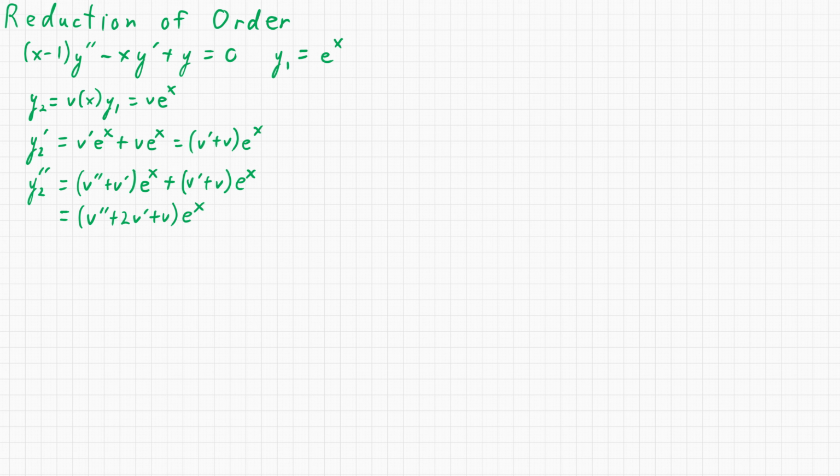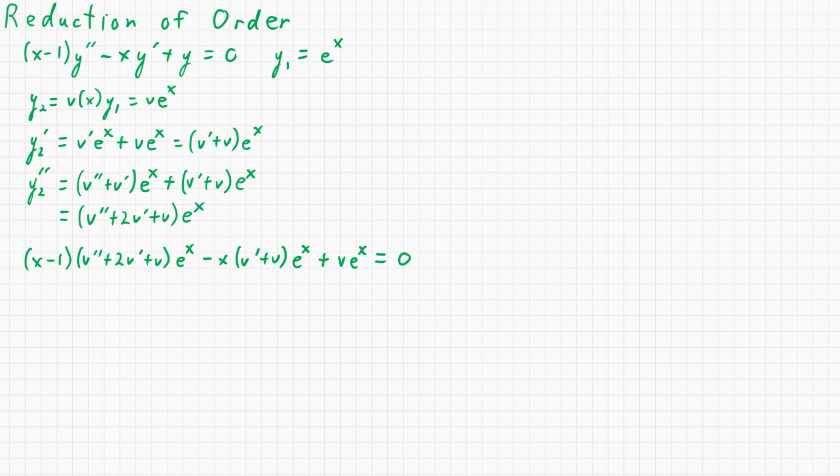Now we plug it into the original ODE. So we have x minus 1 times y2 double prime, that's going to be v double prime plus 2v prime plus v times e to the x, minus x times y2 prime, which was v prime plus v times e to the x. Then we have plus y2, which is just v e to the x. And that all has to equal 0 for this to work out.